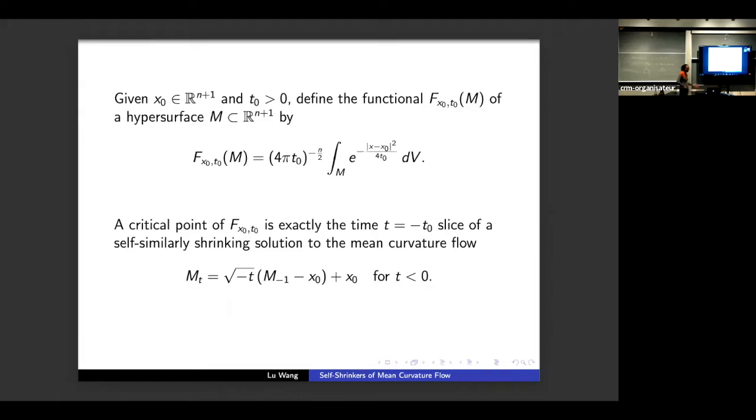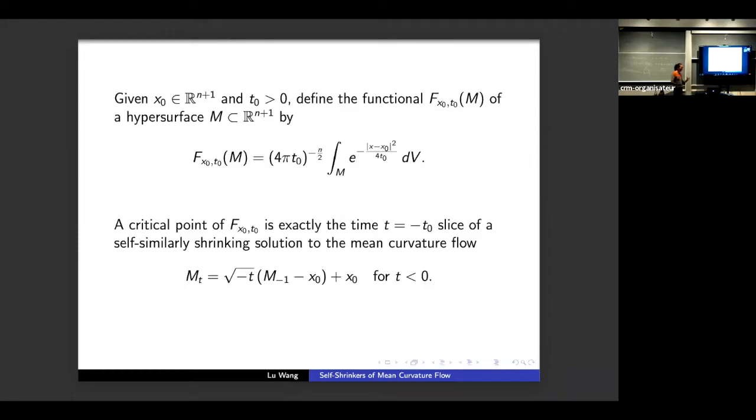So the starting point is, let's consider this Gaussian surface area F of x0 and t0. Note that when x0 is 0 and t0 is equal to 1, that's exactly the Gaussian surface area we just introduced. Okay, right? So the point of this functional F is that a critical point of this functional F is exactly the time t equal to minus t0 slice of this self-similarly shrinking solution given by this formula here.